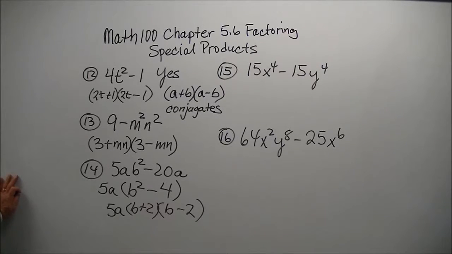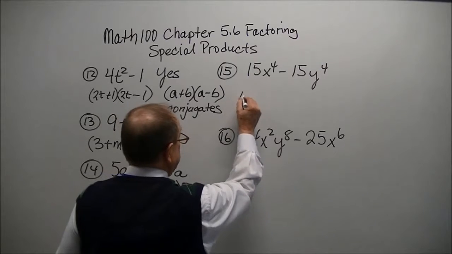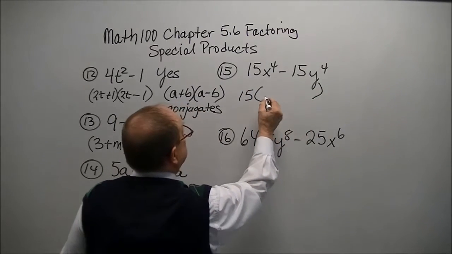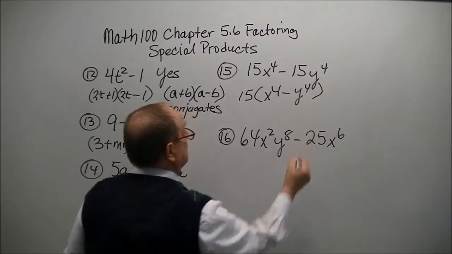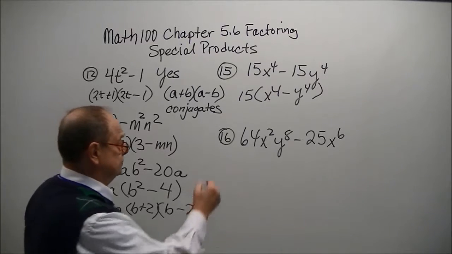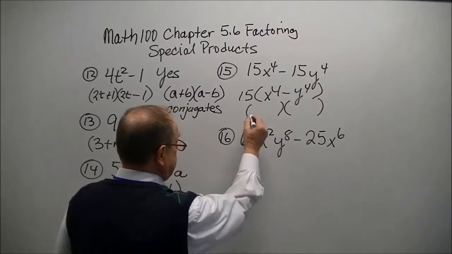As we look at number 15, we see there is also a common factor of 15 that we're going to factor out. And we get x to the 4th minus y to the 4th. And those are perfect squares. We factor it into our conjugates.